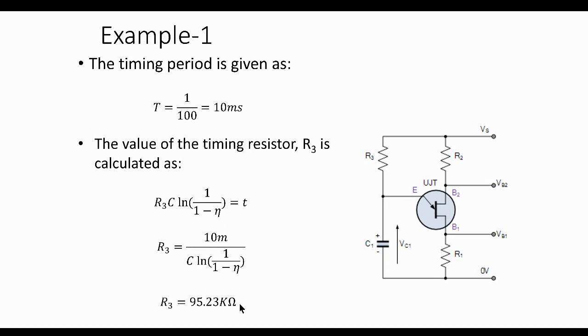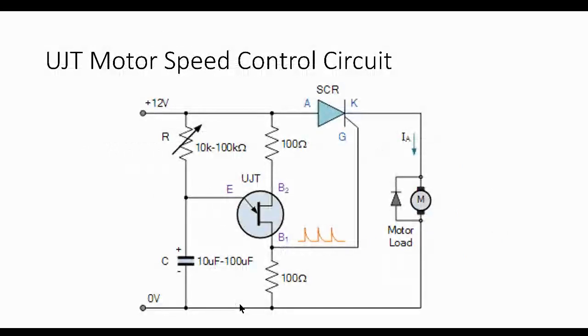All right, I think last week I pointed out that we can actually use this in speed control circuitry. Here we have our relaxation oscillator, and we're providing our pulse to our SCR gate here. As you can see, very narrow positive pulses.